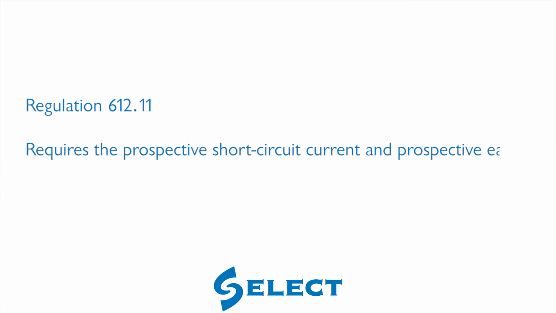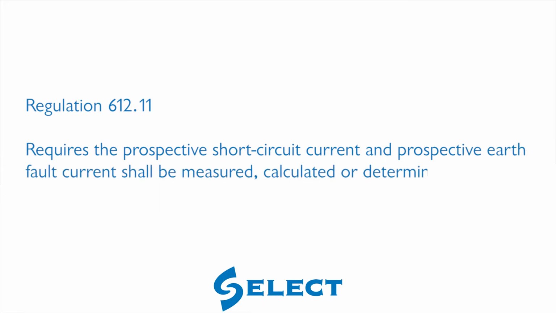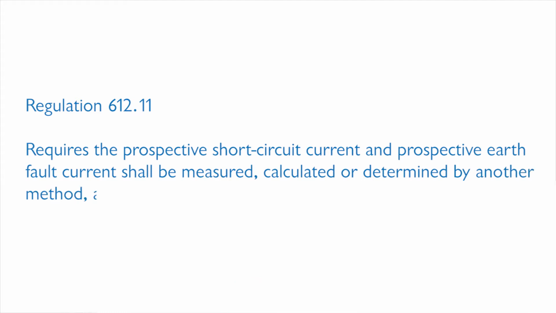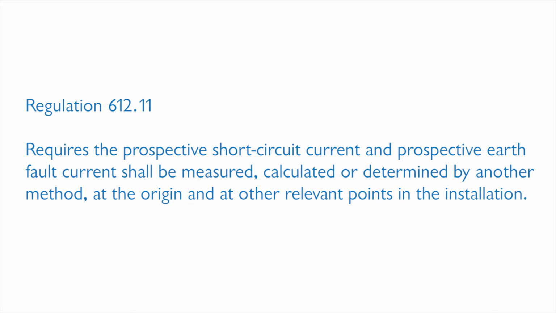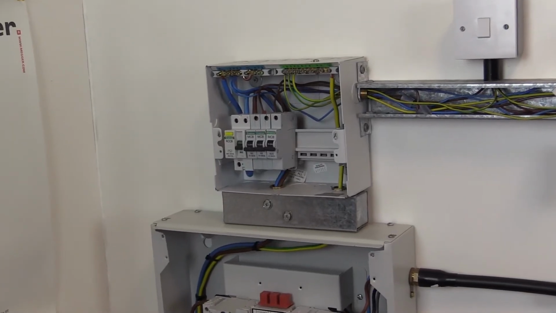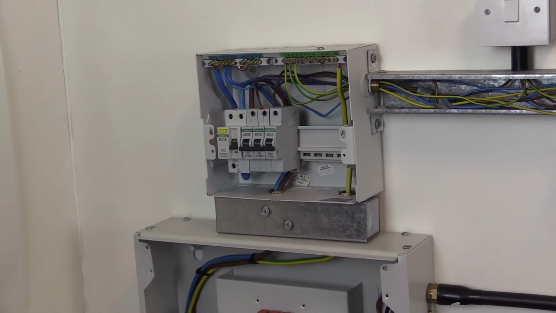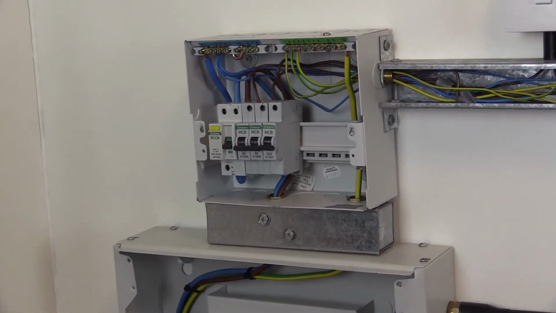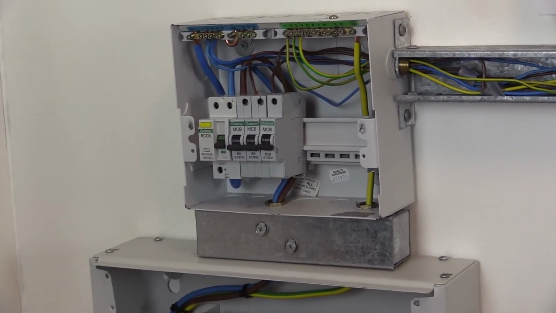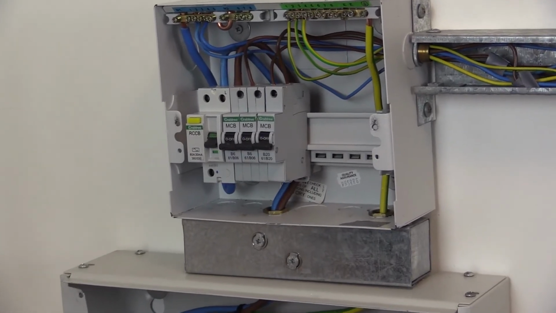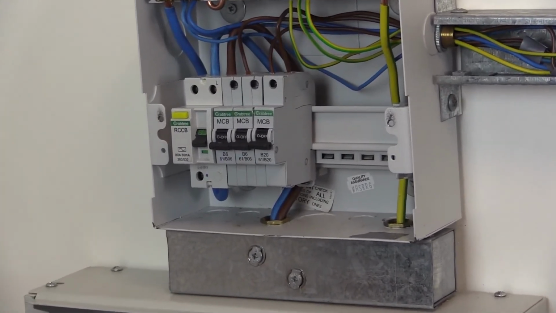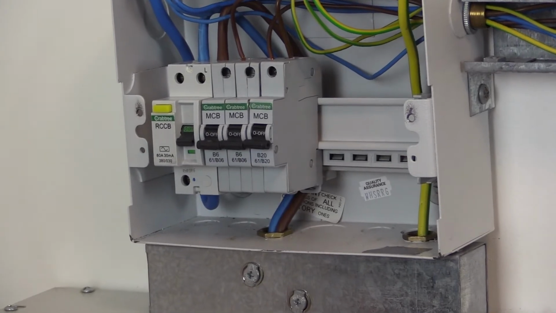Now regulation 612.11 requires that the prospective short circuit current and prospective earth fault current shall be measured, calculated or determined by another method at the origin and at other relevant points in the installation. This is necessary to enable the inspector to determine whether the protective devices can safely contain the size of fault currents during fault events, which could otherwise cause injury to persons or damage to buildings by fire or explosion.